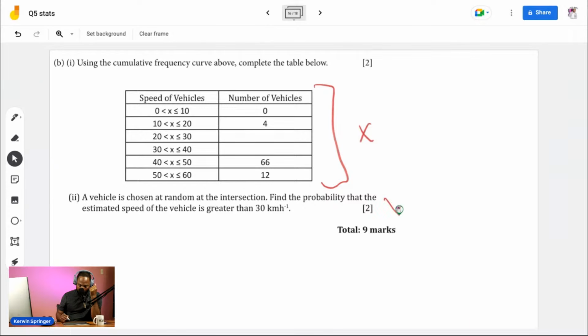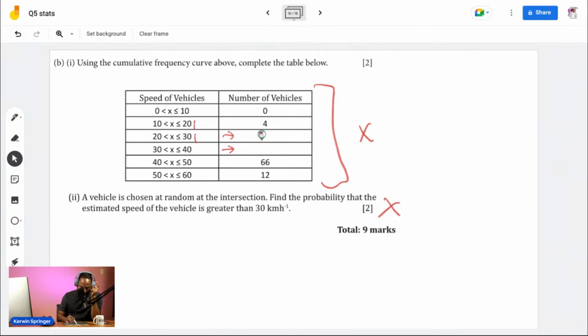I'll skip the probability, but let me see if I could squeeze this in quickly. 20 to 30. So you see when it reached 20.5, it was on 4. You see now? 2, 4. So what's the next one? 30.5. I need to see where it was on 30.5. So when I go to 30.5, it was on 16.